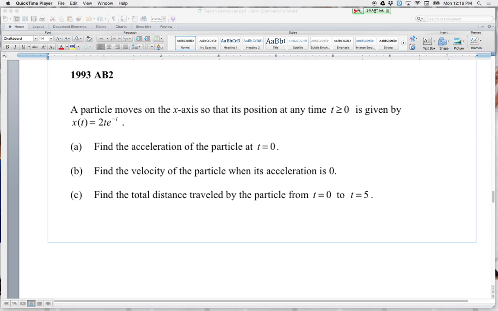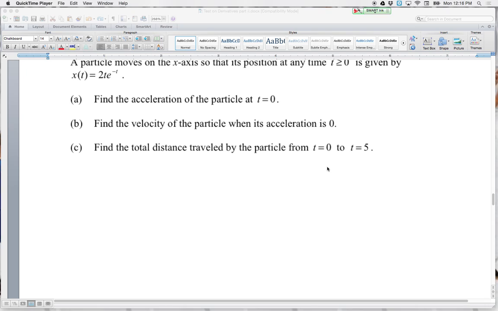A particle moves along the x-axis so that its position for t greater than or equal to 0 is given by x of t is equal to 2t times e to the negative t. All right, first question. Here's how you grade a free response question. Say a particle moves along the x-axis. They give you the position equation.